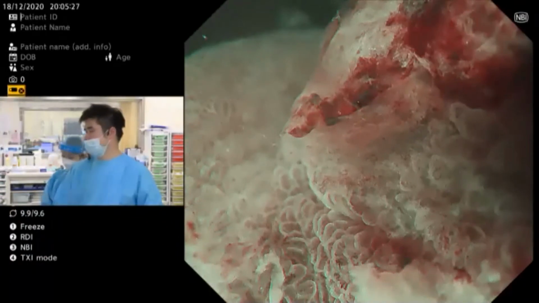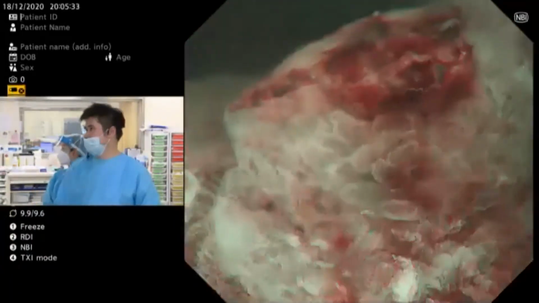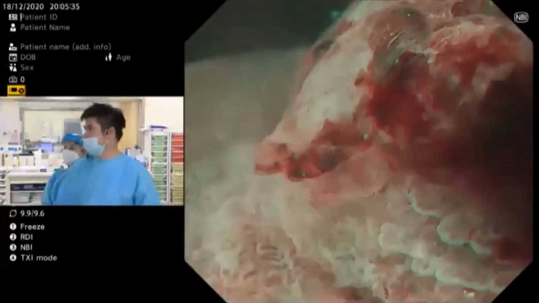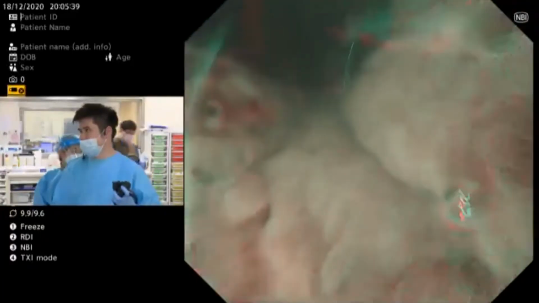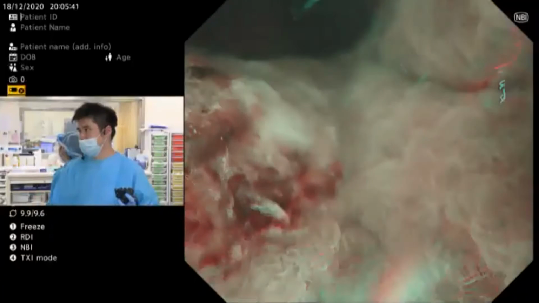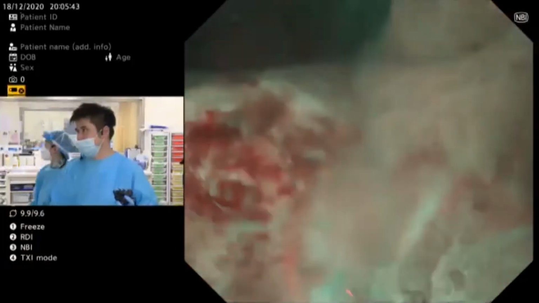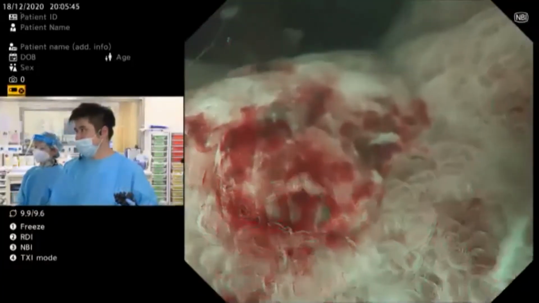Okay, so you can see on the left side, at 7 o'clock, is the normal mucosa, and the center of the lesion is slightly irregular, but the vasculature is quite difficult to see because of the bleeding that occurred just now during removal of food residue.